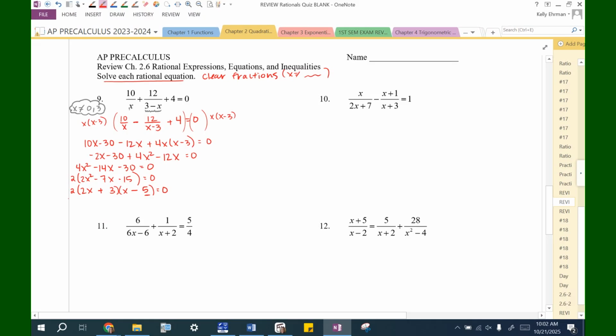You don't get anything from the 2 you factored out. Here you get x equals subtract 3 divided by 2. Here you get x equals add 5. Neither of those are the excluded values from the domain, so that's my solution.